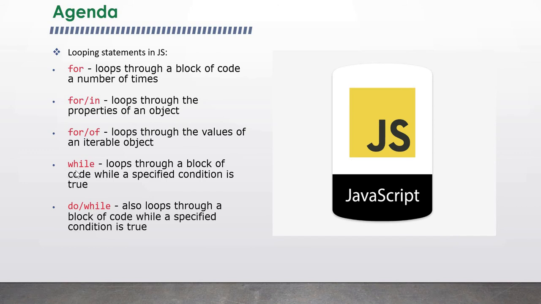Do while is very close to the while loop, but the difference is that do while also loops through a block of code while a specific condition is true. The only difference is the do part. In a do while loop, there will be a do part, a block of code for the do part. That part will be run at least once, no matter whether your while loop condition is true or false. Even if the condition is false, the do part will execute at least once. That's the main difference between while and do while.